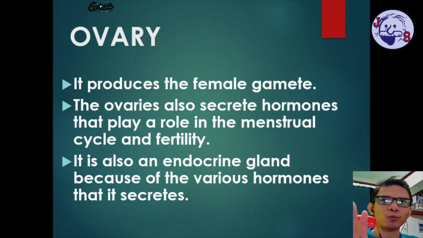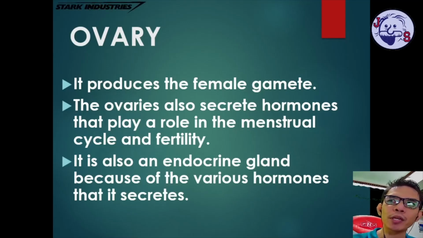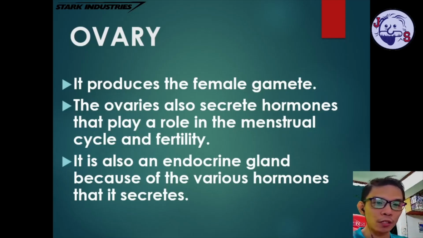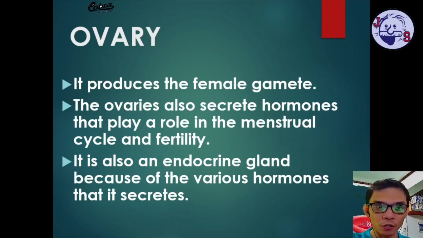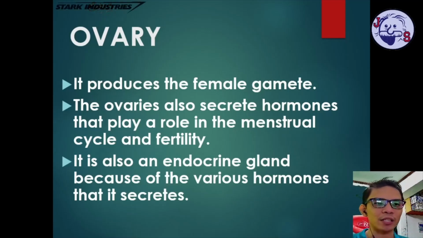The first thing that we need to take note about the ovary is that it produces the female gamete, called the egg cell. The ovaries also produce two hormones. If you don't know about the endocrine gland or the endocrine system, the link will be appearing above this video. If you want to have an idea what the endocrine system is all about, just click that link above.